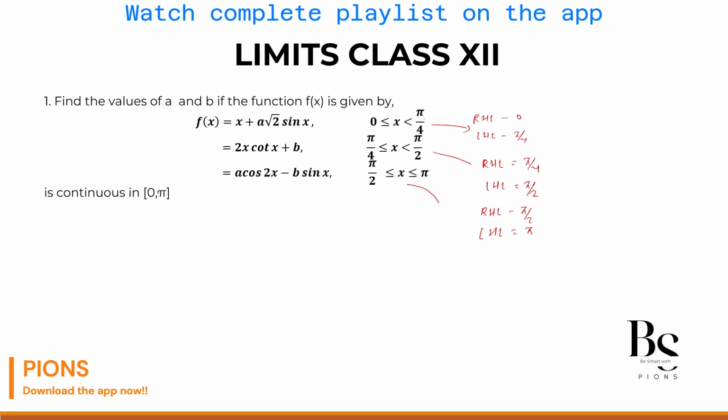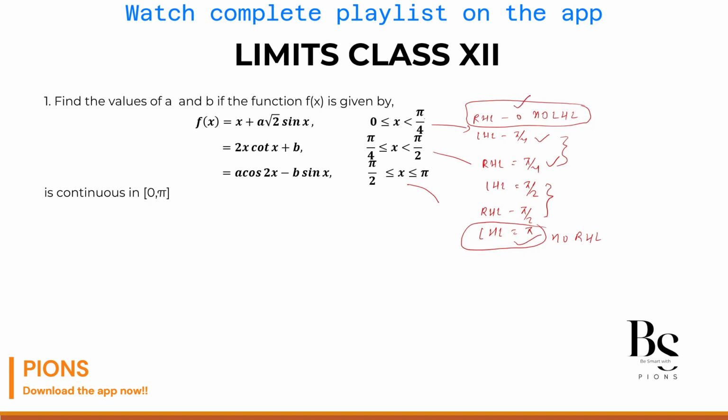So here I hope this is clear. RHL is for 0, but there is no LHL for 0. Correct? Can you find LHL for 0? No. LHL for pi by 4, RHL for pi by 4, we can check it over here. Left hand limit for pi by 2, right hand limit for pi by 2, we can check it over here also. But there is no RHL for pi. No RHL. So sir, what to do for 0 and pi?